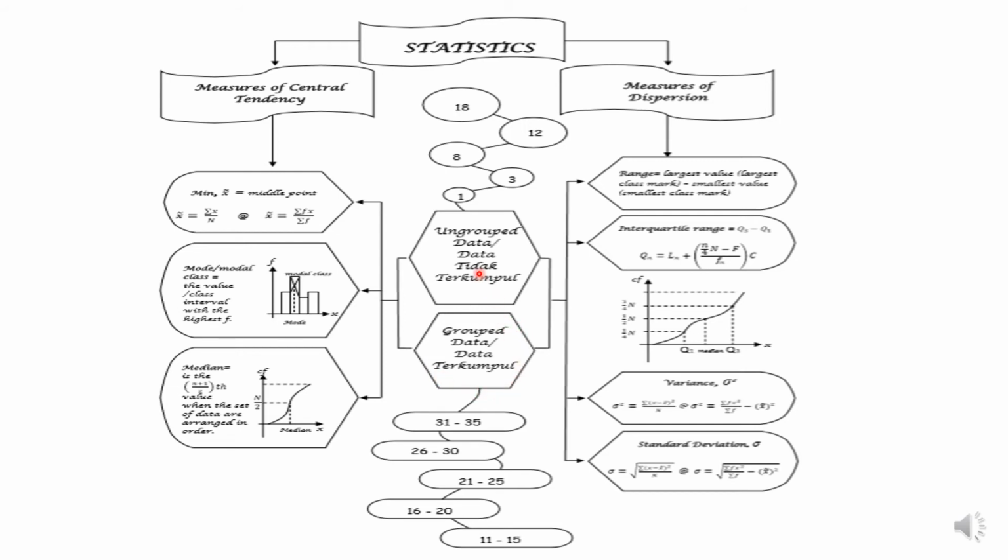Of this data, you should be able to determine the measures of tendency, which is mean, the middle point, mode or modal class, which is the value or the class interval with the highest frequency, and median. Median is the middle position when the values of the set of data are arranged in order.